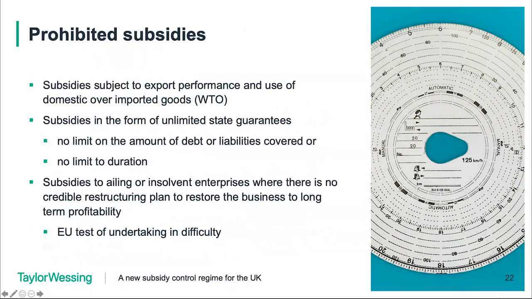But also subsidy to ailing or insolvent enterprises where there is no credible restructuring plan to restore the business to long-term profitability. In the EU, we have something similar where there is a test for undertaking in difficulty to which aid cannot be granted. It'll be interesting to see if ailing or insolvent enterprises will mean the same thing, something different. So watch this space.